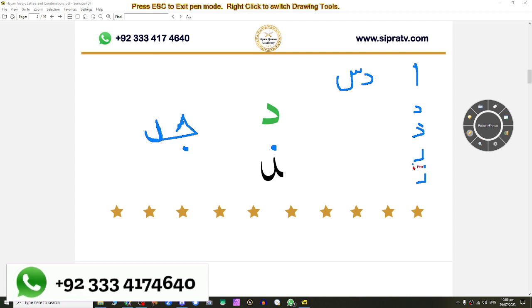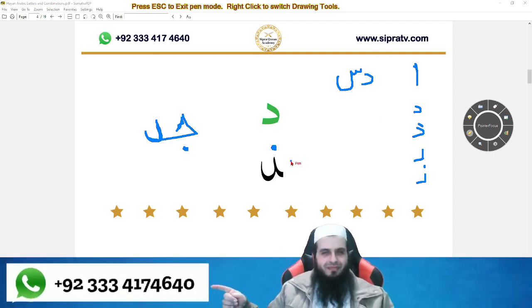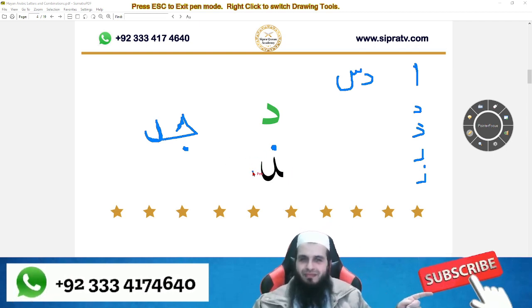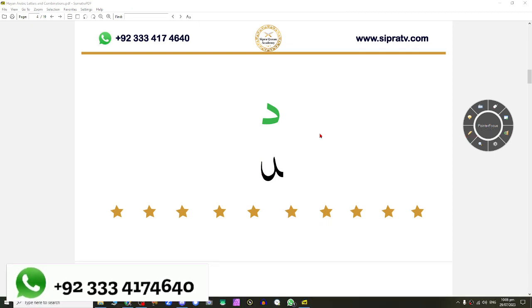Same is the case with Ra, same is the case with Za. They are never connected with a letter next to them. They can be connected with a letter behind them, but they will never be connected with a letter next to them. There will always be a gap. Are you getting my point? Yes. All right, that's great.